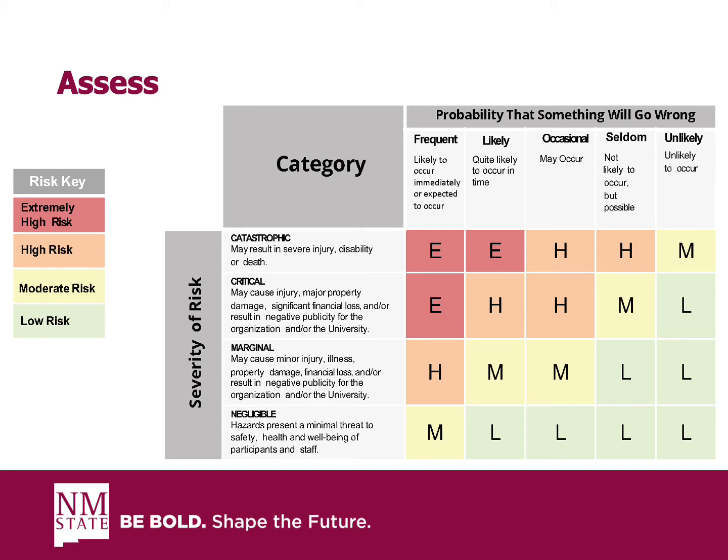Evaluate the event and risk strategies for effectiveness. Identify performance gaps and strategies to close the gap. When you assess each activity in an event, think about it in the context of the severity of consequences and the probability that something will go wrong.